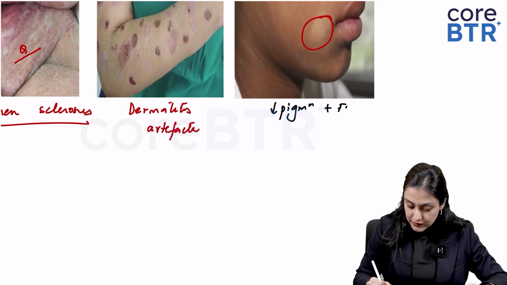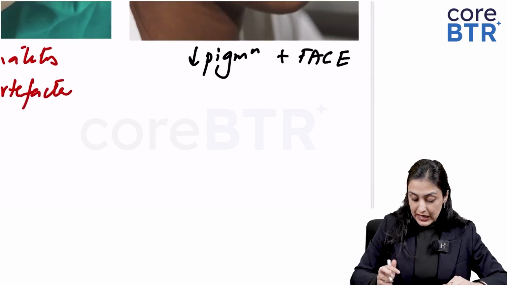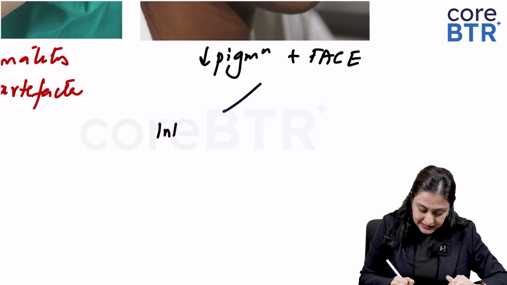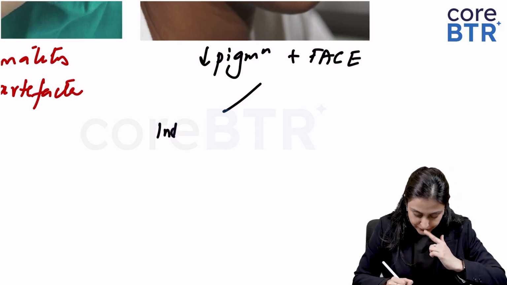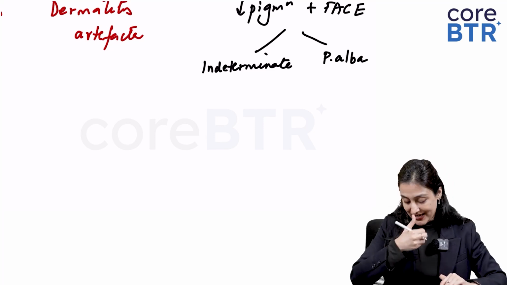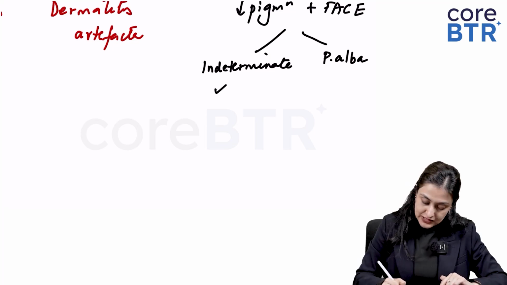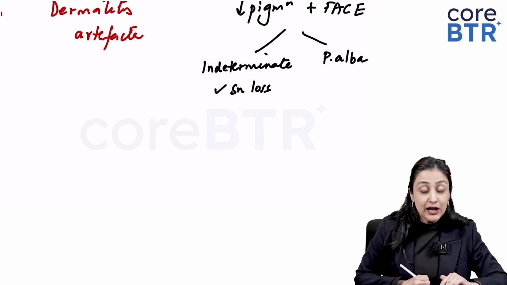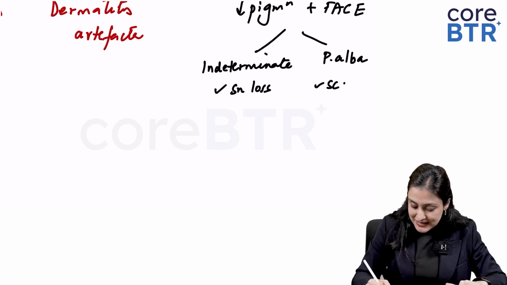When you see such a hypopigmented patch, very common in the Asian subcontinent, hypopigmentation on the face, what do you think of? You think of two things. One, it could be indeterminate type of leprosy. Another DD here is pityriasis alba. Alba matlab white. So indeterminate leprosy, the buzzword would be sensory loss. P alba would be scaly.